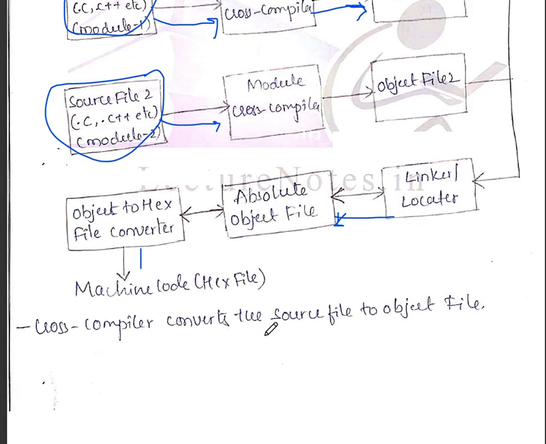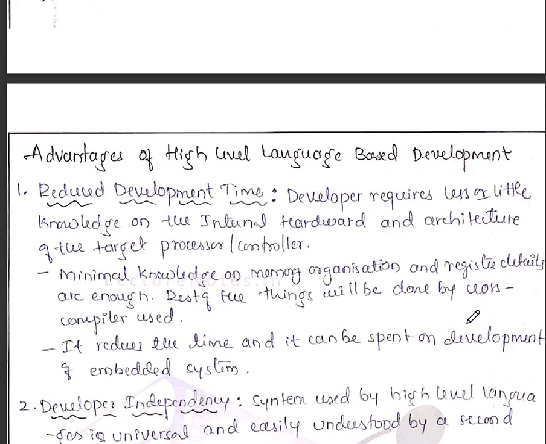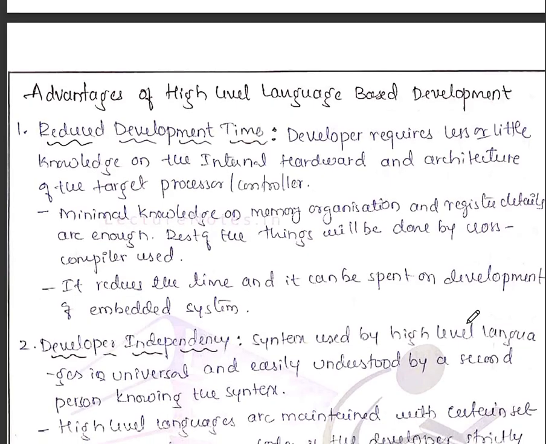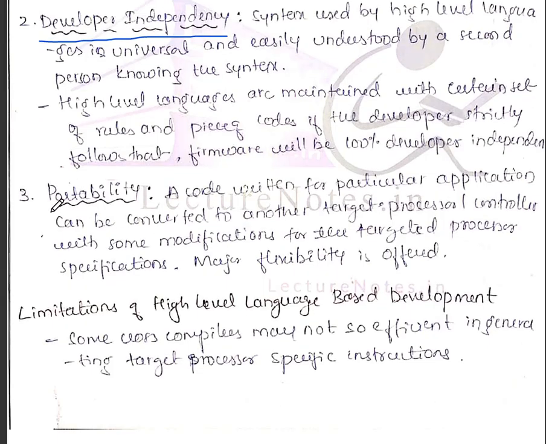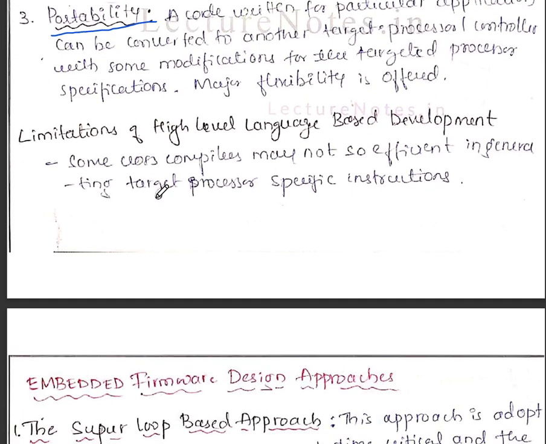Next, the cross compiler converts the source file to the object file. Advantages of high level language based development would be reduced development time, whereas assembly language takes more time, and also developer independence. Along with portability, code written for a particular application can be converted to another target processor or controller with some modification.